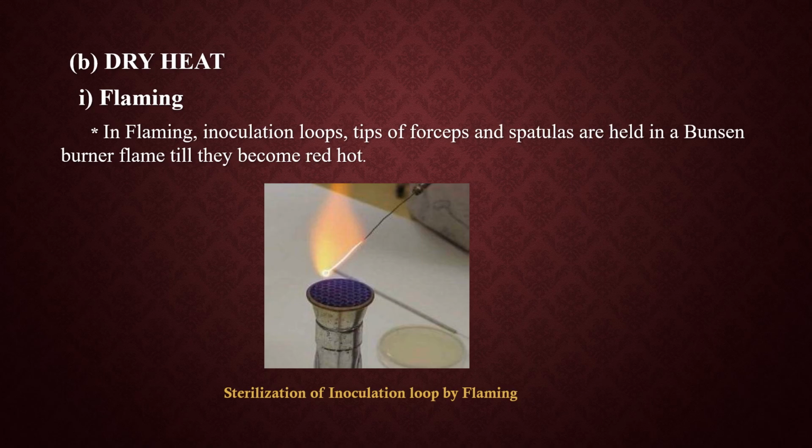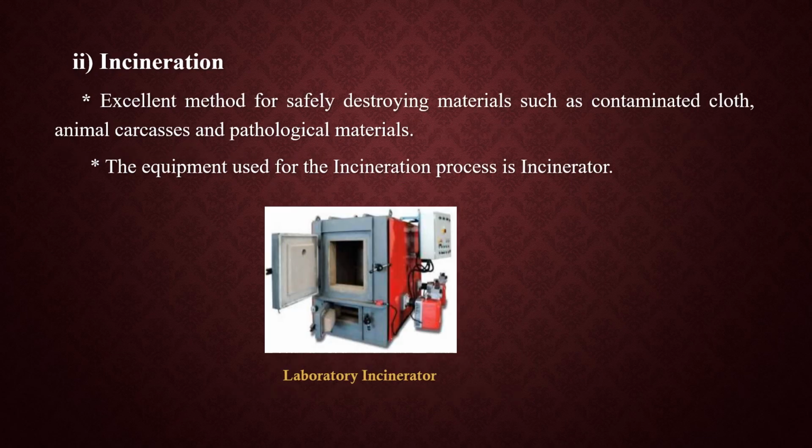The first one is flaming. In flaming, inoculation loops, tips of forceps, and spatulas are held in a Bunsen burner flame till they become red hot. This is the picture of sterilization of inoculation loop by flaming. The second one is incineration. Incineration is an excellent method for safely destroying materials such as contaminated cloth, animal carcasses, and pathological materials. The equipment used for the incineration process is the incinerator. This is the picture of a laboratory incinerator.